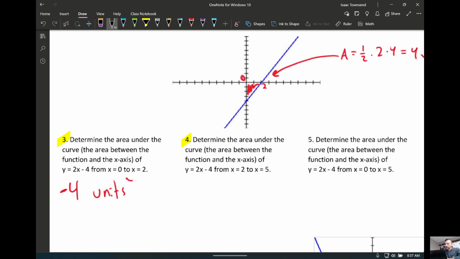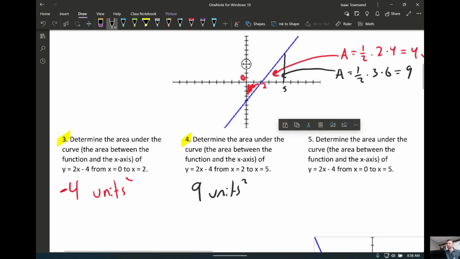Okay, but then 2 to 5. Let's see, this would be another triangle. So 1/2 base times height. Should be 6, I believe. So 9. Yep. So 9 square units. And that area is above the x-axis, so it's a positive 9 square units.